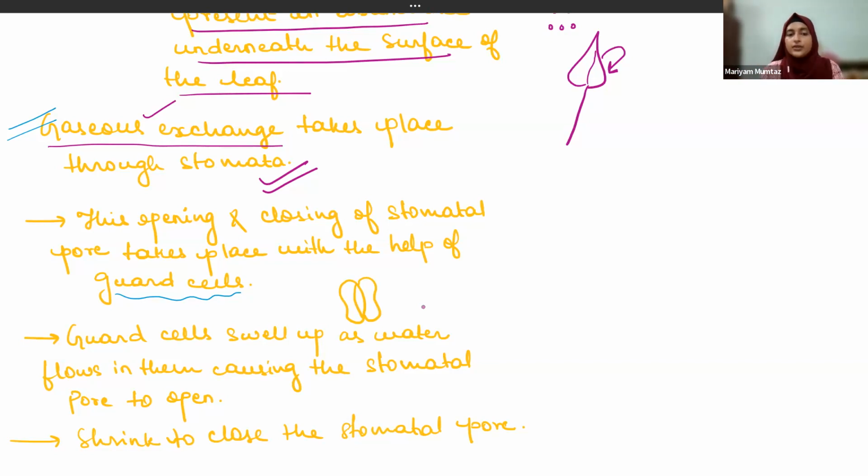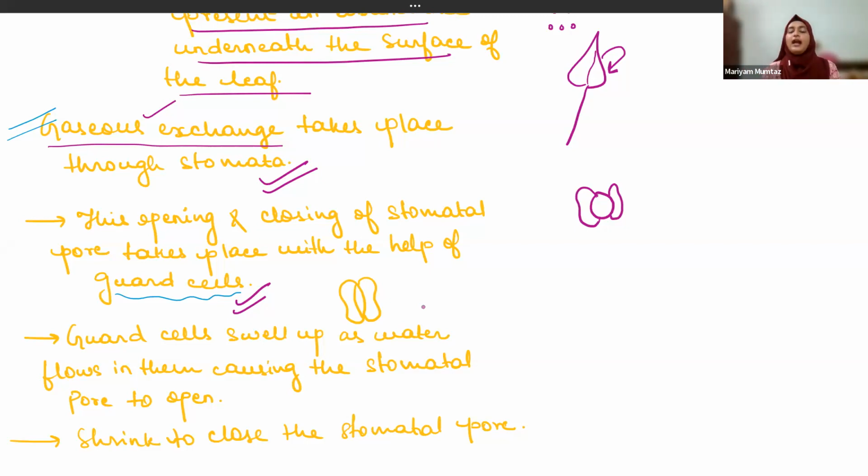That opening and closing of stomata takes place with the help of guard cells. If this is the stomatal pore, then there are guard cells present around the stomatal pore. What happens when the guard cells absorb water? They become swollen, really fat. For example, if my two hands represent the guard cells, as soon as they absorb water, they get swollen up, and as they swell, they open. The stomatal pore is open. Is it clear? Yes, ma'am.